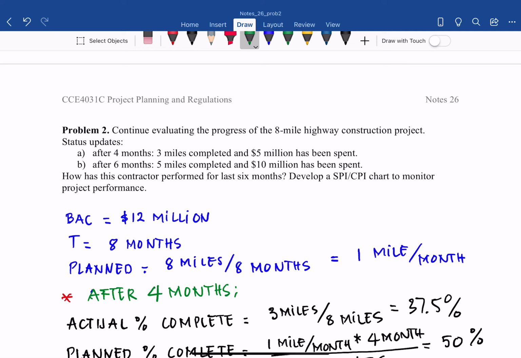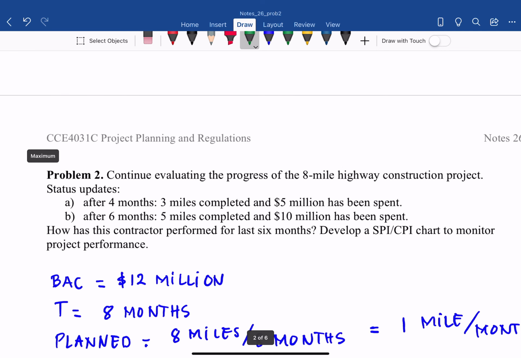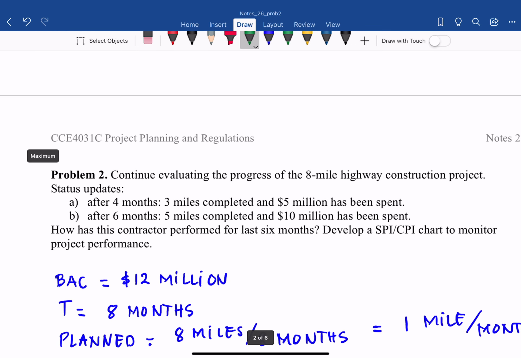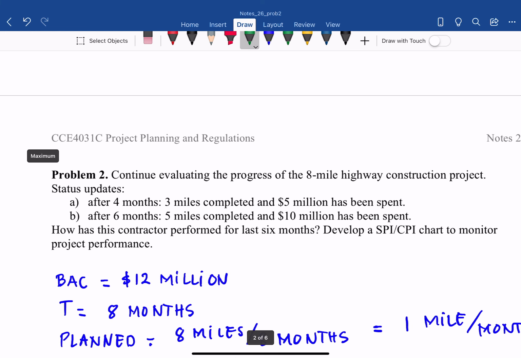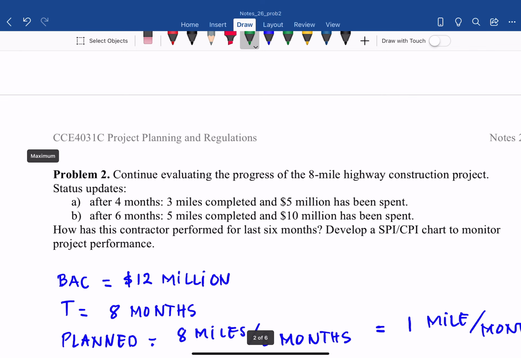Problem 2, continue evaluating the progress of the 8-mile highway construction project. So continue with problem 1. Status update after 4 months, 3 miles completed and 5 million has been spent. After 6 months, 5 miles completed and 10 million has been spent. How has this contractor performed for the last 6 months? Develop an SPI CPI chart to monitor project performance.